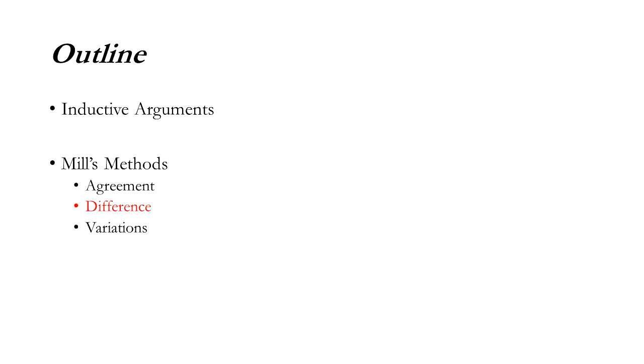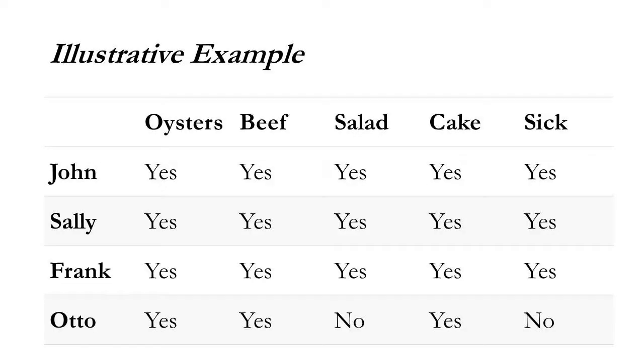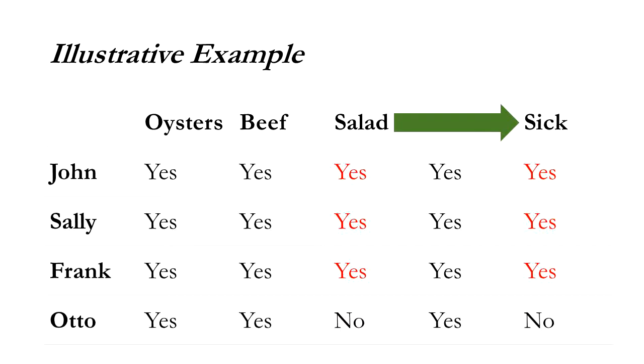Okay, that's one. Now, let's check out difference. Method of difference. If you have one situation that leads to an effect and another which does not, and the only difference is the presence of one single factor C in the first, we can infer C causes the effect. Here's a setup similar to the previous one, but I've changed some of these yeses and nos, right? So here everybody's had the oysters. Here everybody's had the beef. Here everybody but Otto's had salad, and everybody's had the cake. Now, everybody was sick except Otto, right? Check it out. Otto didn't eat the salad. Otto didn't get sick. What do you think was the cause? Dun, dun, dun. Salad. That's the method of difference.